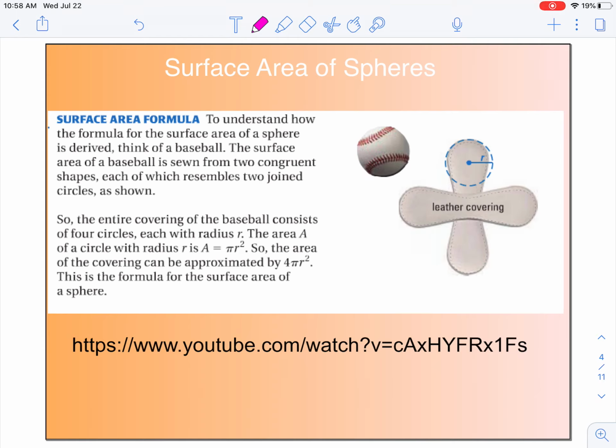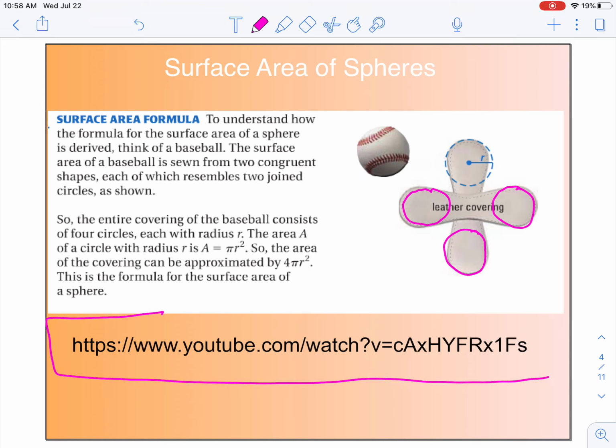And what ends up happening is you basically have these 4 circles here, and on the baseball you have some extra that helps hold it together with your stitching. That's really what you have. Now, this down here is a link to a YouTube video that's kind of interesting because it's very visual, and basically think about a sphere like an orange. And if you take off the orange peel, you really are looking at the surface area.